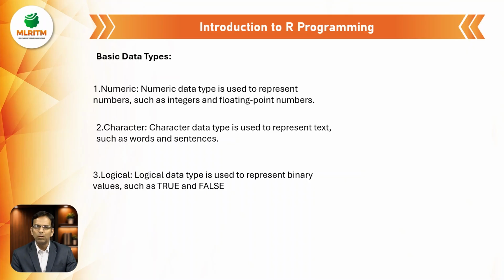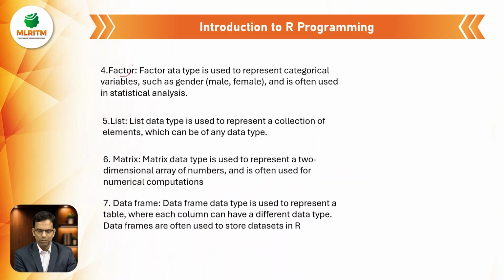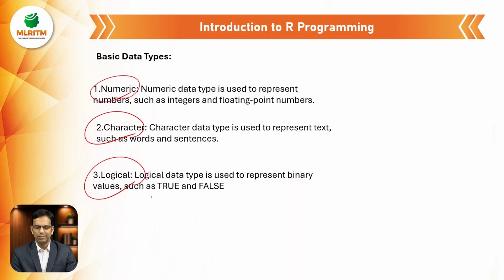Okay, and we have some basic data types in R programming, called data types in R programming. Like we have data types in C programming, in the same way in R programming also we have some data types. With the data types only we are going to build the program. Number one, numeric data type. Number two, character data type. Number three, logical data type. Fourth one, factor, list, matrix, and data frame. Total we have 7 types.